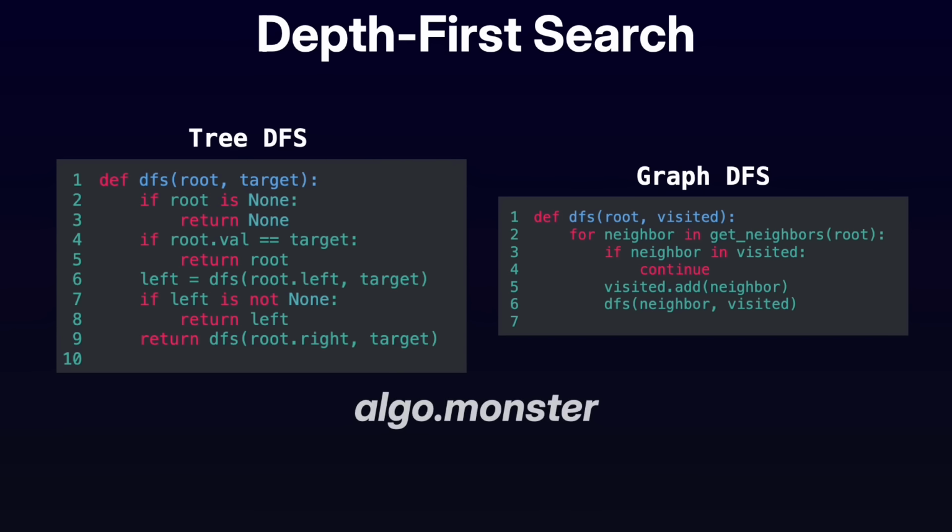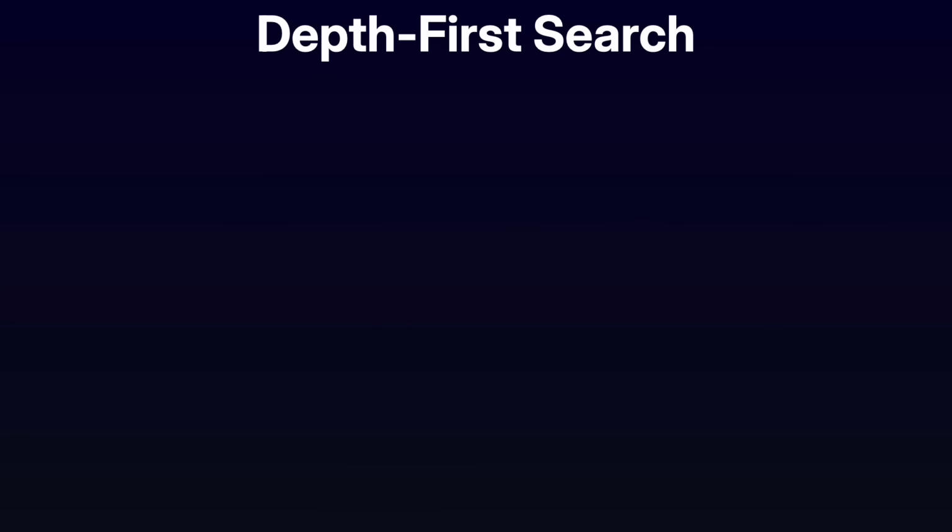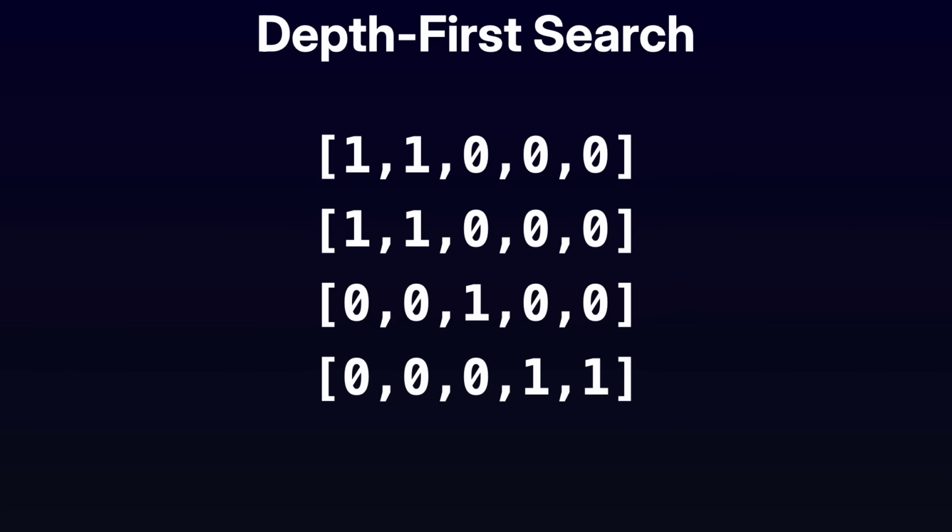Now, let's solve a LeetCode problem with DFS. A common LeetCode problem that uses this pattern is called Number of Islands. This problem asks us to count the number of islands in a 2D grid where 1 represents land and 0 represents water. An island is formed by connecting adjacent ones horizontally or vertically. We need to determine how many distinct islands exist by identifying connected components of ones in the grid.